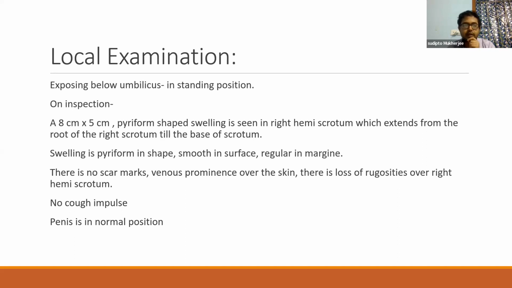On inspection, a 8 cm x 5 cm piriform shaped swelling was seen in the right hemiscrotum, which was extending from the root of the right hemiscrotum till the base of the right scrotum. The swelling is piriform in shape, smooth in surface, and regular in margin. There is no scar mark, venous prominence over the skin. There is loss of rugosities over the right hemiscrotum. There is no cough impulse, and the penis is in normal position.